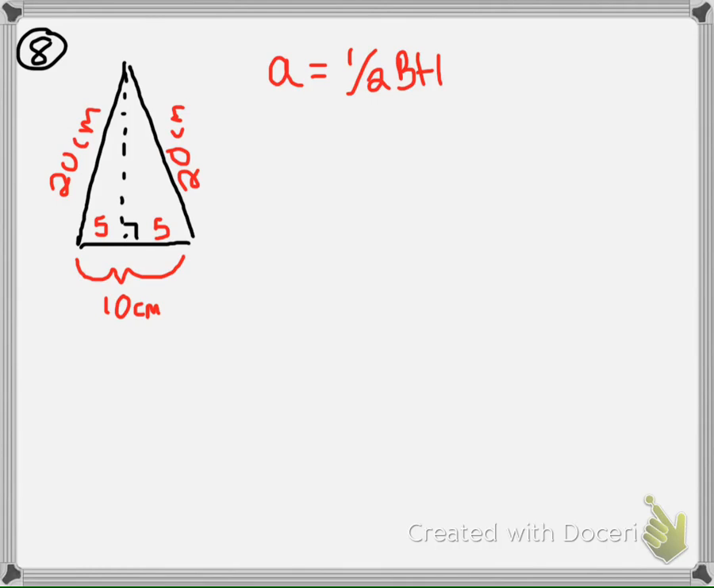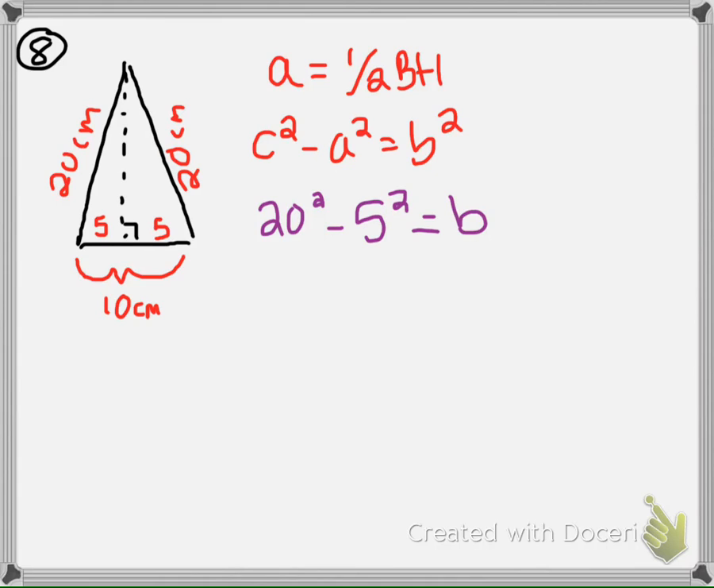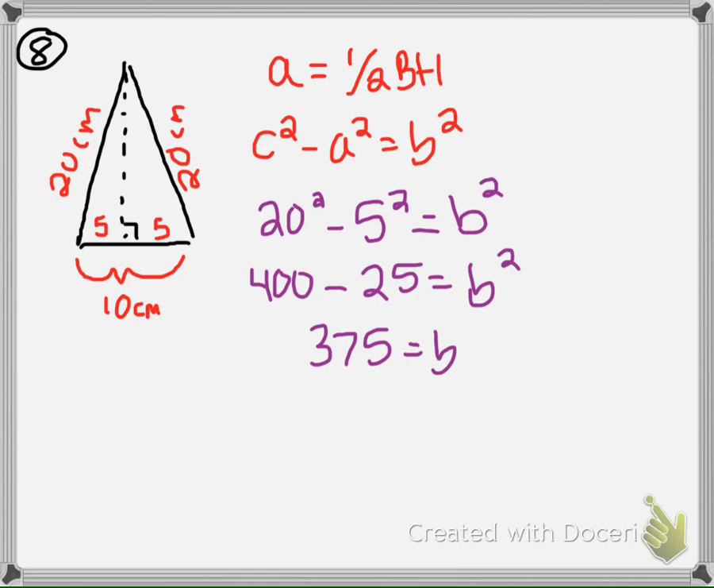And now I can use my Pythagorean theorem. Since I have c, I'm going to be subtracting. I'm going to be using c squared minus a squared equals b squared. Okay, so then I plug in my numbers that I have. C is 20. A is 5. And I'm solving for b. 20 squared is 400. 5 squared is 25. Oh, don't forget to put your squared on the b. Now I'm going to subtract those to get 375 equals b squared.